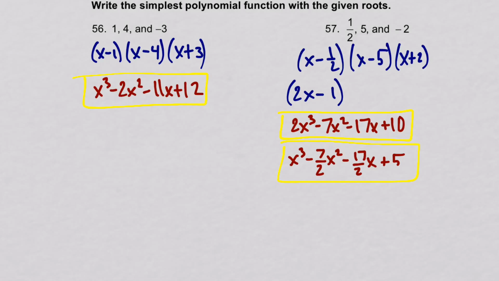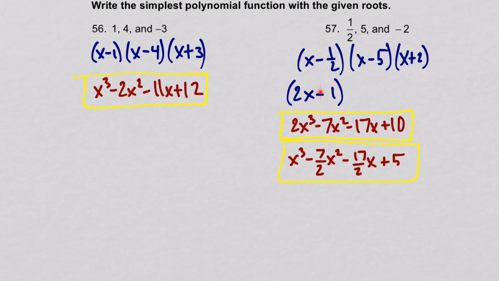Okay, so here we go. These are the answers to the last four problems. 56 is x cubed minus 2x squared minus 11x plus 12. That shouldn't have given you that much trouble. 57, there's two possibilities depending on which one you used. Okay, so if you used x minus 1 half, you got this. x cubed minus 7 halves x squared minus 17 halves x plus 5. That actually is not the simplest one because we have fractions there. Okay, this might be the simplest one, in which case I use 2x minus 1 instead of x minus 1 half.